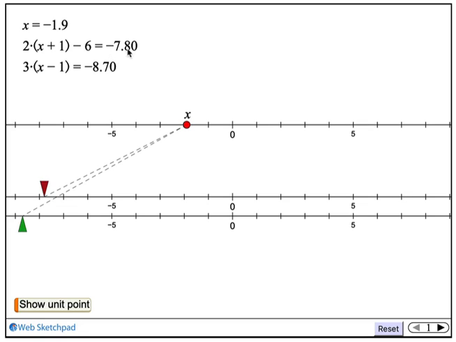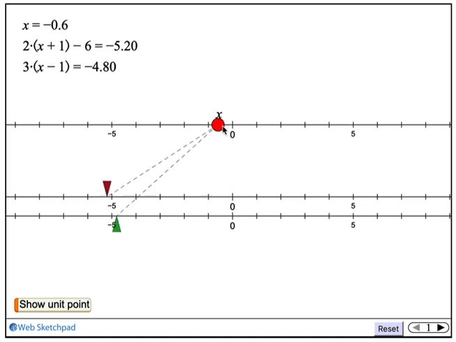And notice that we have not just the numerical values reported, but we have these locations on the number lines. So here on this second number line, we have a pointer, and this pointer is indicating the value of this left side of our equation, negative 7.8. And on the third number line, we have a pointer that's indicating the value of the right side of our equation, negative 8.7. So to find a solution to this equation, we need to drag point x and look for a spot where these two pointers line up.